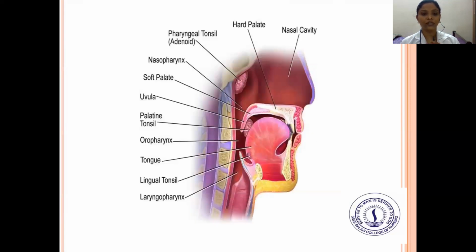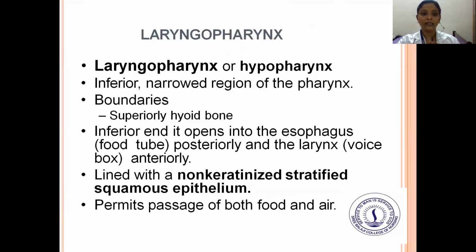So here in this picture you can see the other parts: the lingual tonsil, palatine tonsil, nasopharynx, soft palate, and pharyngeal tonsil, that is the adenoid. Everything can be seen in this picture. And next is the laryngopharynx.